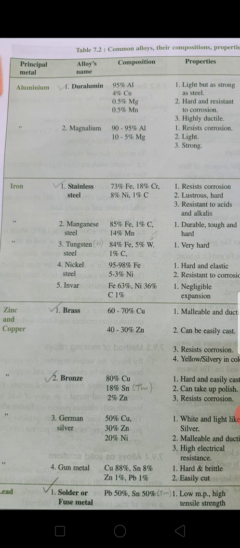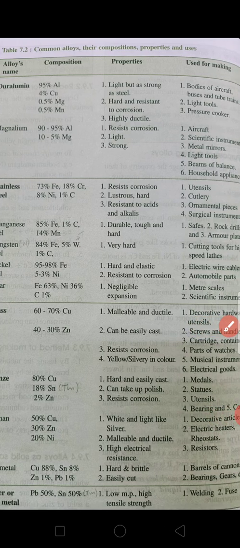So we must know about its uses also. Then the next alloy, children, which we have in the syllabus is brass. So brass is an alloy of 60 to 70% copper and 40 to 30% zinc. And children, the properties are: it is malleable and ductile, it can easily be cast, resists corrosion, and it is yellow to silvery in color. And the yellow to silvery means, children, if the percentage of copper is more, then it will have a yellowish color, and if zinc is more, it will go into the silvery color. So this is due to the percentage.